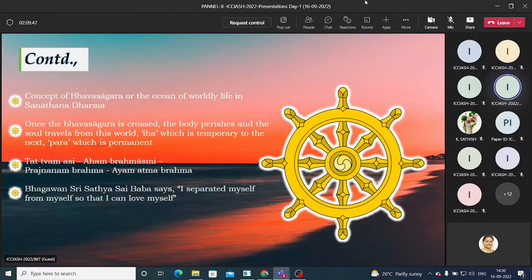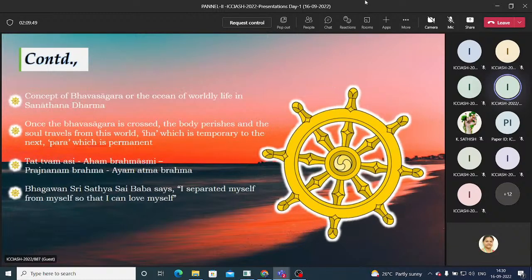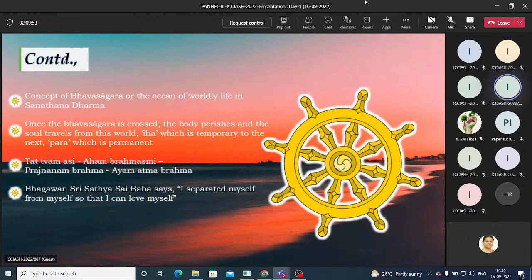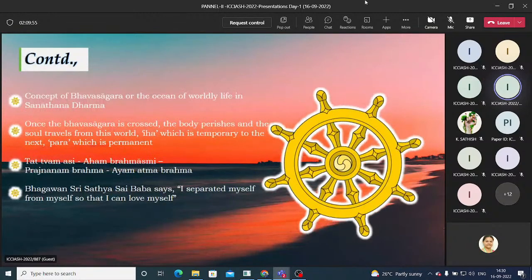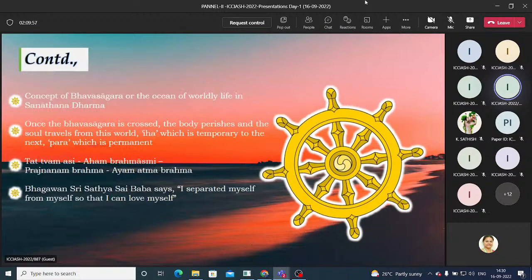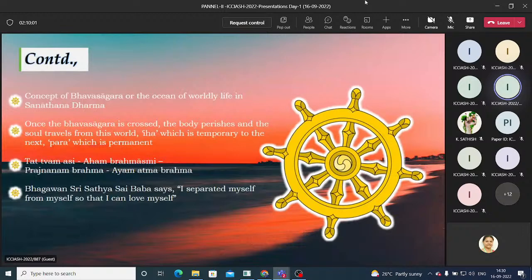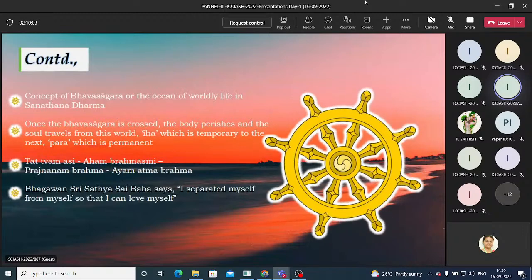Once the Bhavasagara is crossed, the body perishes and the soul travels from this world, Iha, which is temporary, to the next, that is Para, which is permanent. It is a kind of homecoming. We are here in this world only for a short span of time. We belong elsewhere and we return there after death.